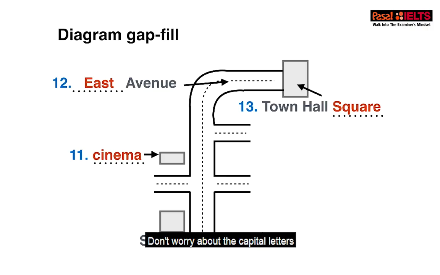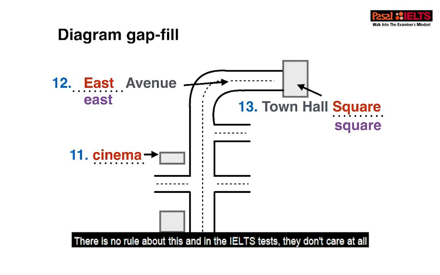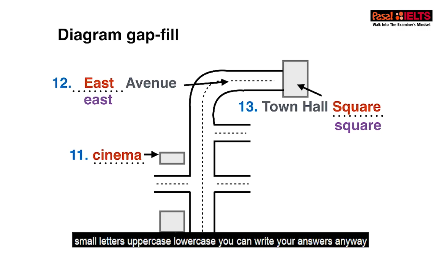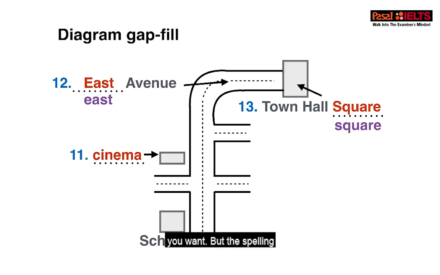Don't worry about the capital letters at the beginning of the words East and Square. It's completely fine to write East and Square without the capital. There is no rule about this in the IELTS test. They don't care at all about capital letters, small letters, uppercase, lowercase. You can write your answers any way you want, but the spelling must be correct. So square needs to be spelled correctly, for example.